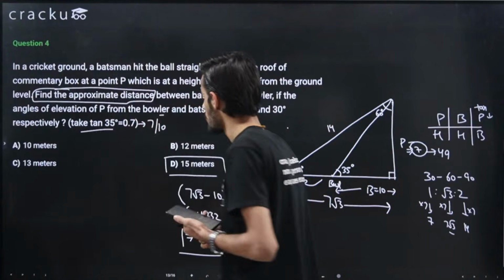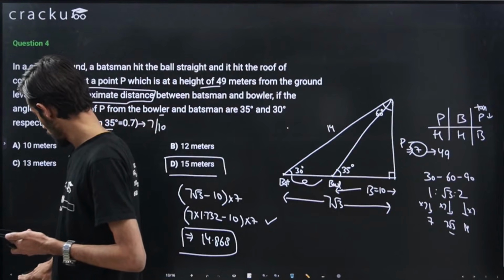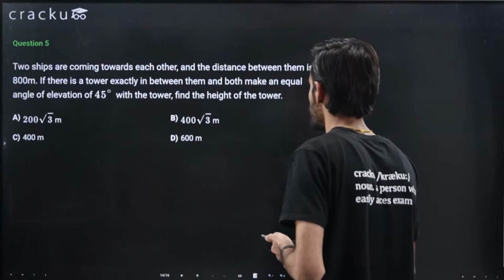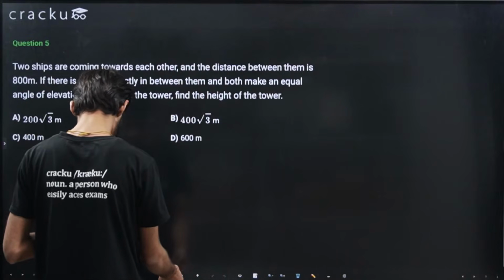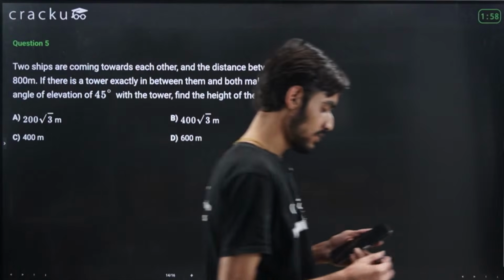Let's move ahead to the next question. Again, the question from height and distance. Try this. Try this question.